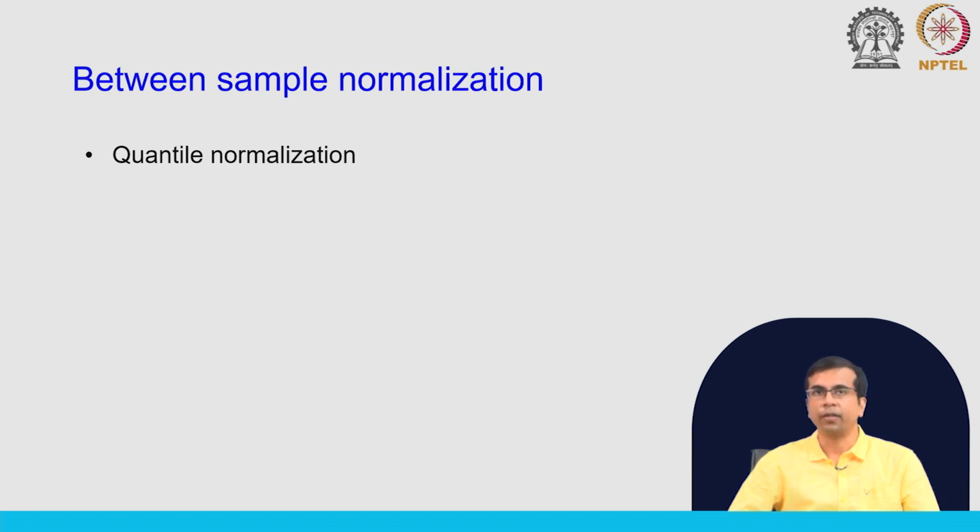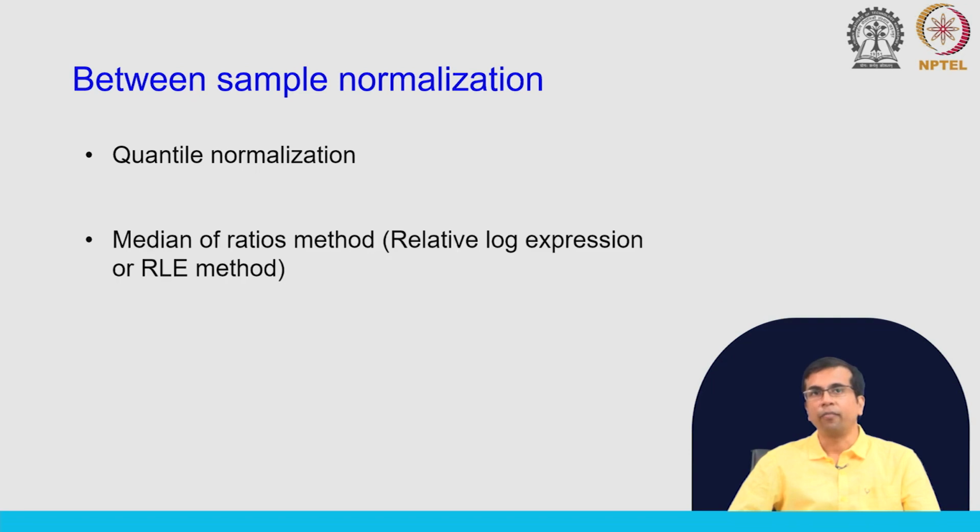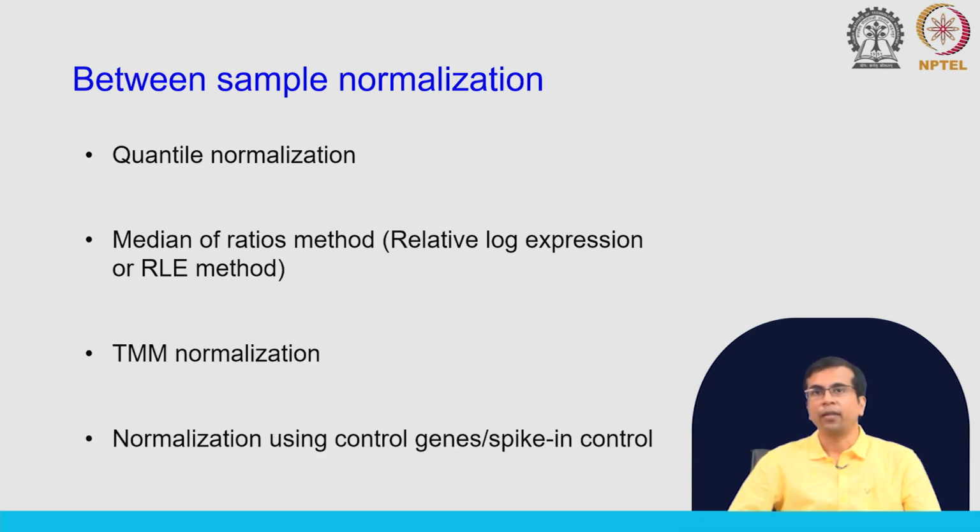The first method that we will talk about is called quantile normalization. Then we will discuss the median of ratios method. It is also sometimes referred to as the relative log expression or RLE method. They will give you identical results, and then we will talk about TMM normalization, and finally, we will talk about normalization using control genes or spiking controls. Okay, so, let us start with quantile normalization.